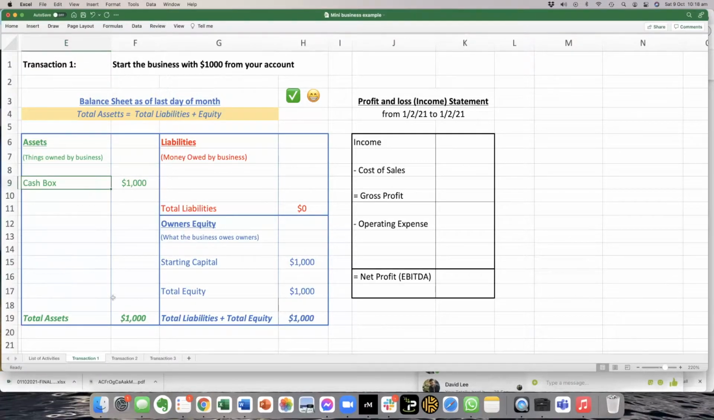So you can see we have total assets here of 1,000, and we have a starting capital of 1,000, and total liabilities plus total equity of 1,000. So we don't have any liabilities at the moment. You'll see that as we go through.